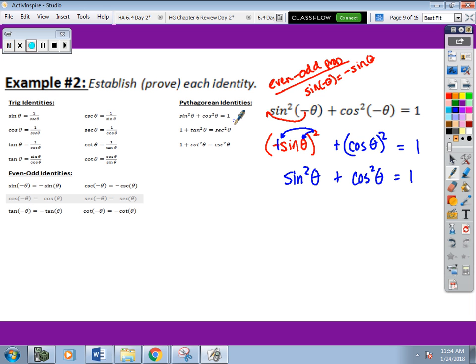And then look at your identities. Sine squared plus cosine squared equals 1. So this whole thing over here is 1. So 1 equals 1. We've proven that the left side is indeed equal to the right side. Anytime you see squared functions, you do want to think about your Pythagorean identities because they might help you to prove left and right are equal.